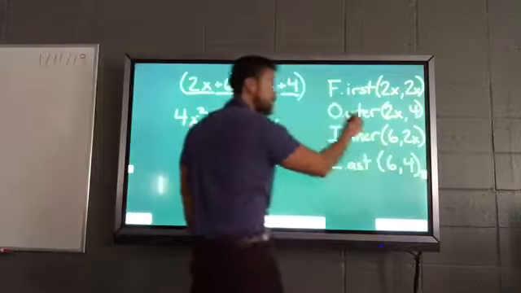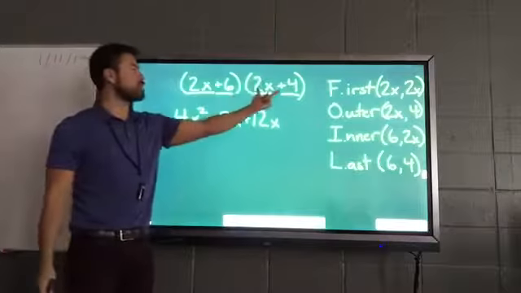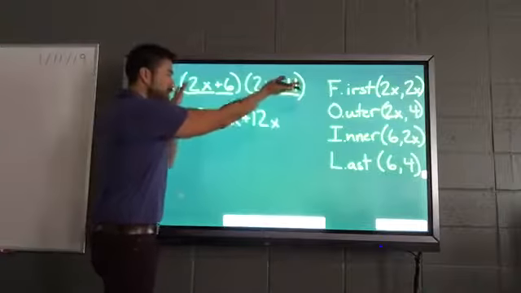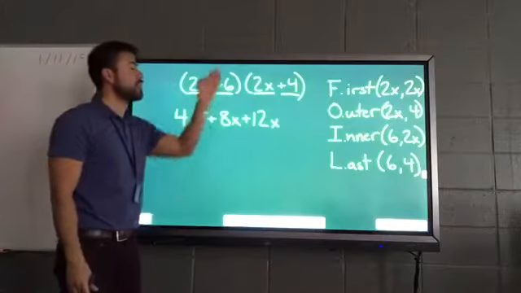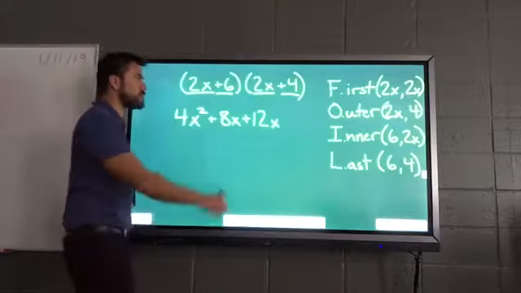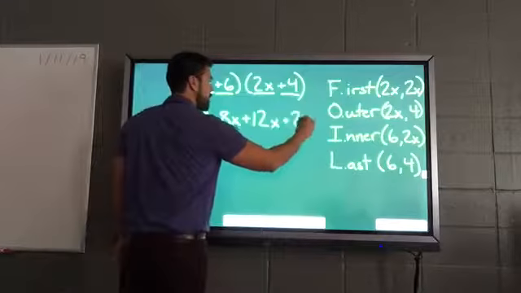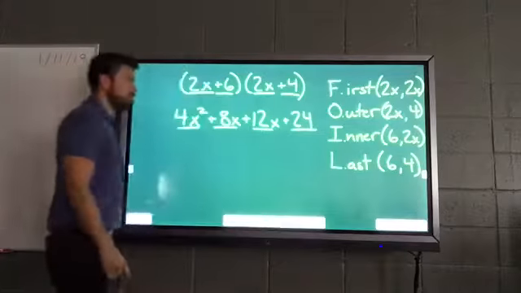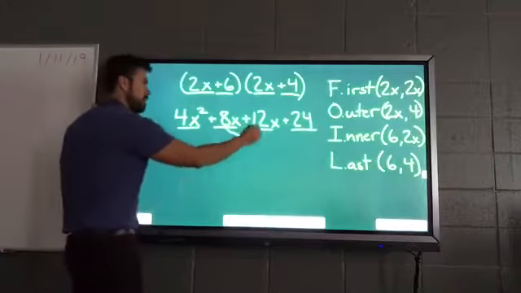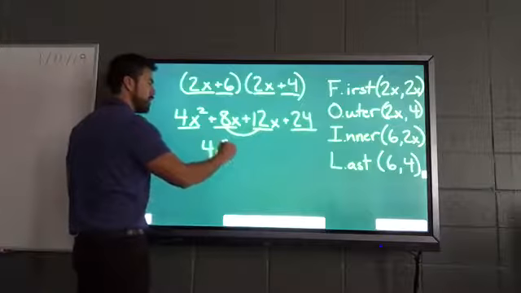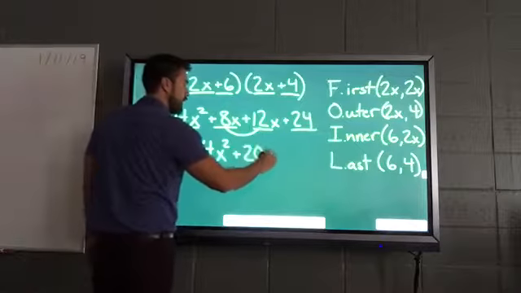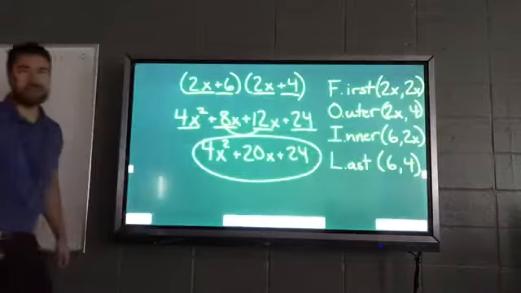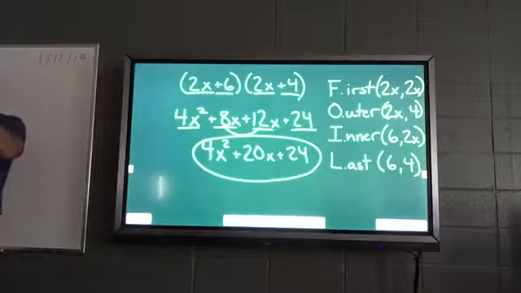6 and 4. That's why I wrote these down, because some people are going to say the last ones are these, and the outer ones are those. So you've got to make sure you keep straight what we mean by first and last. So what's 6 times 4? 24. How many terms do I have? 4. Any like terms? So I should end up with 4x squared plus 20x plus 24, which is actually what we've gotten already twice, right?